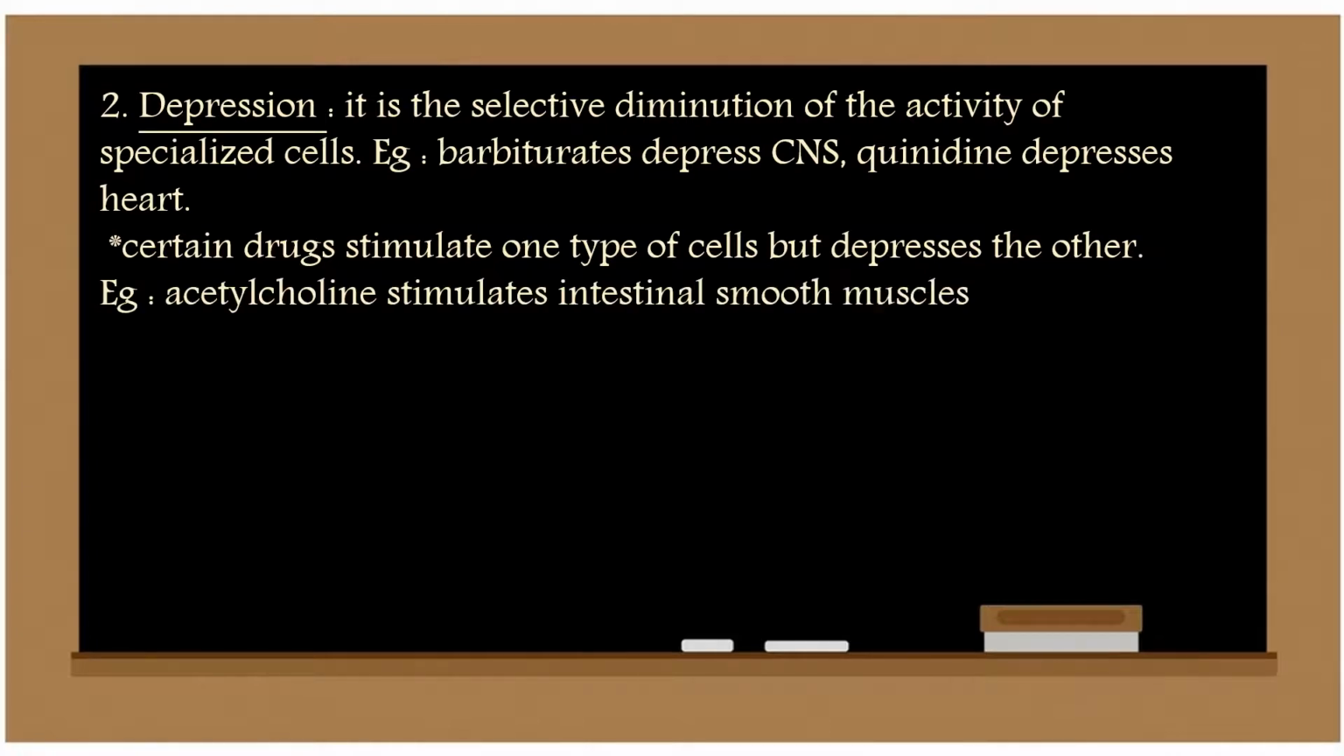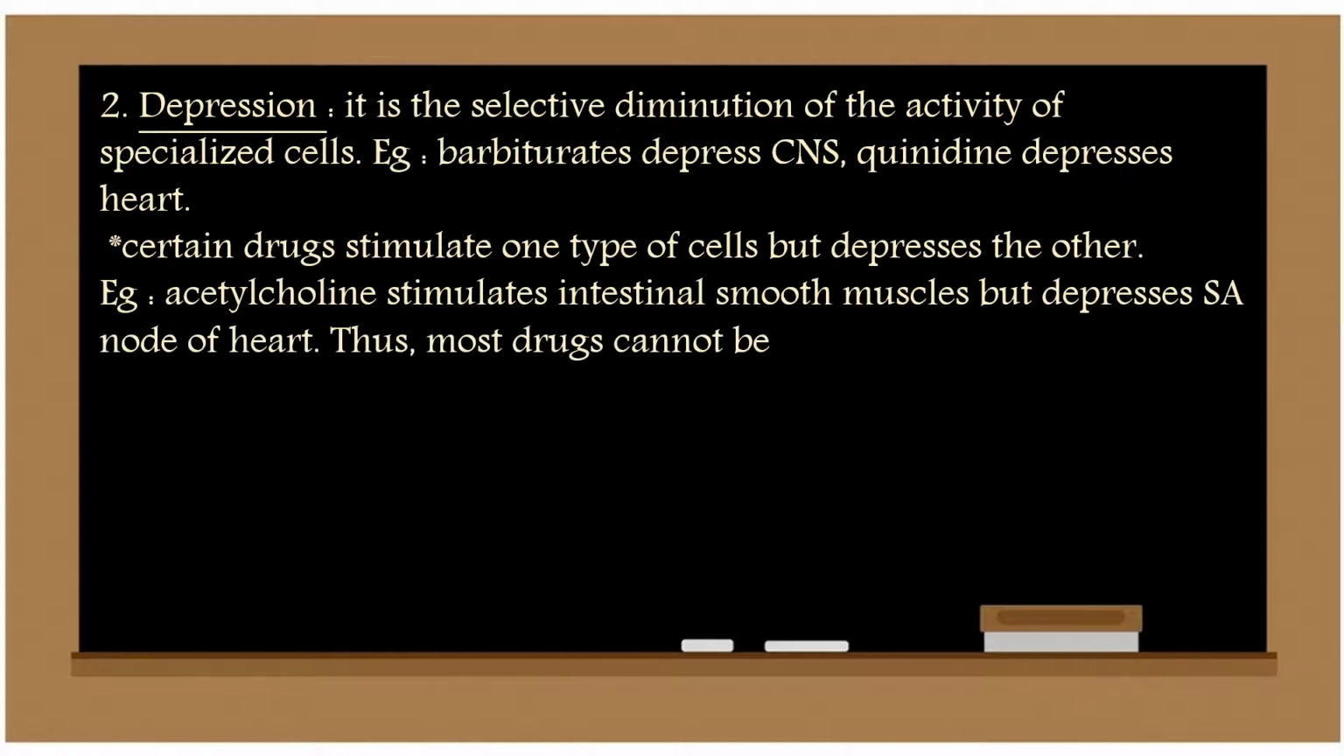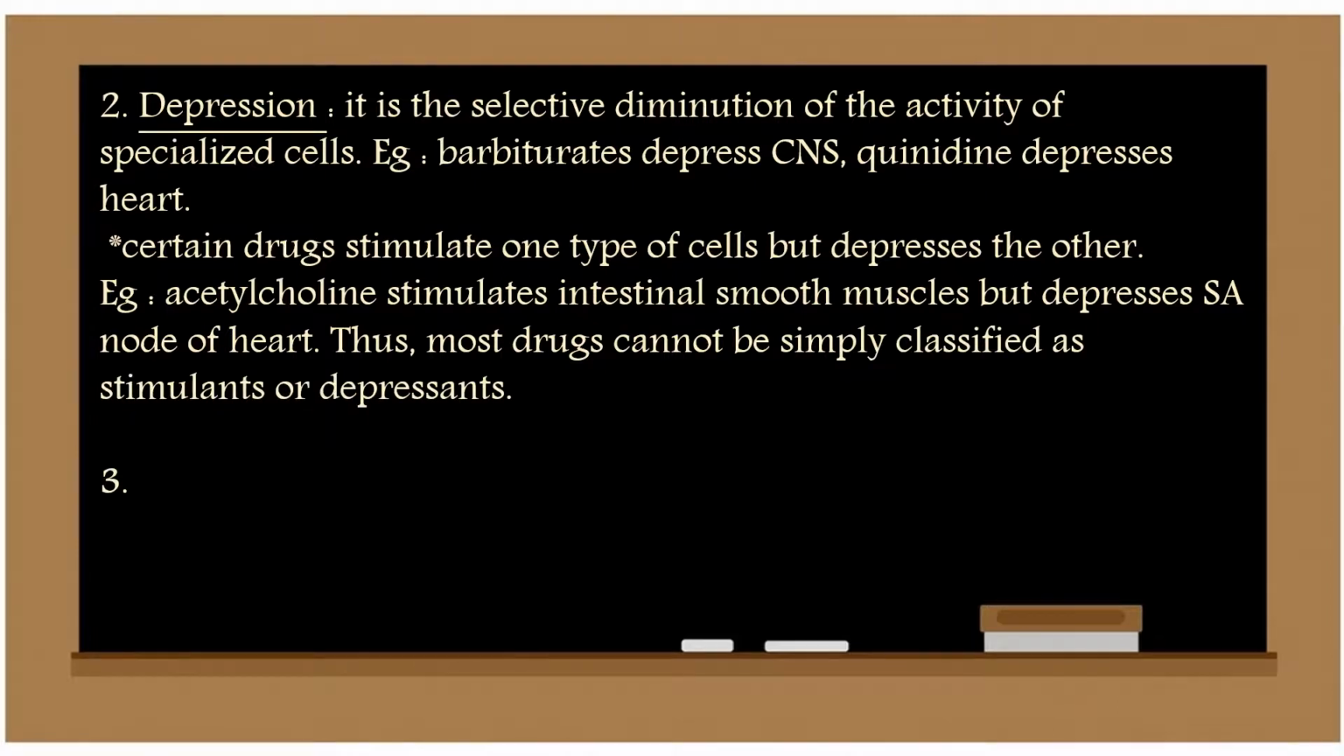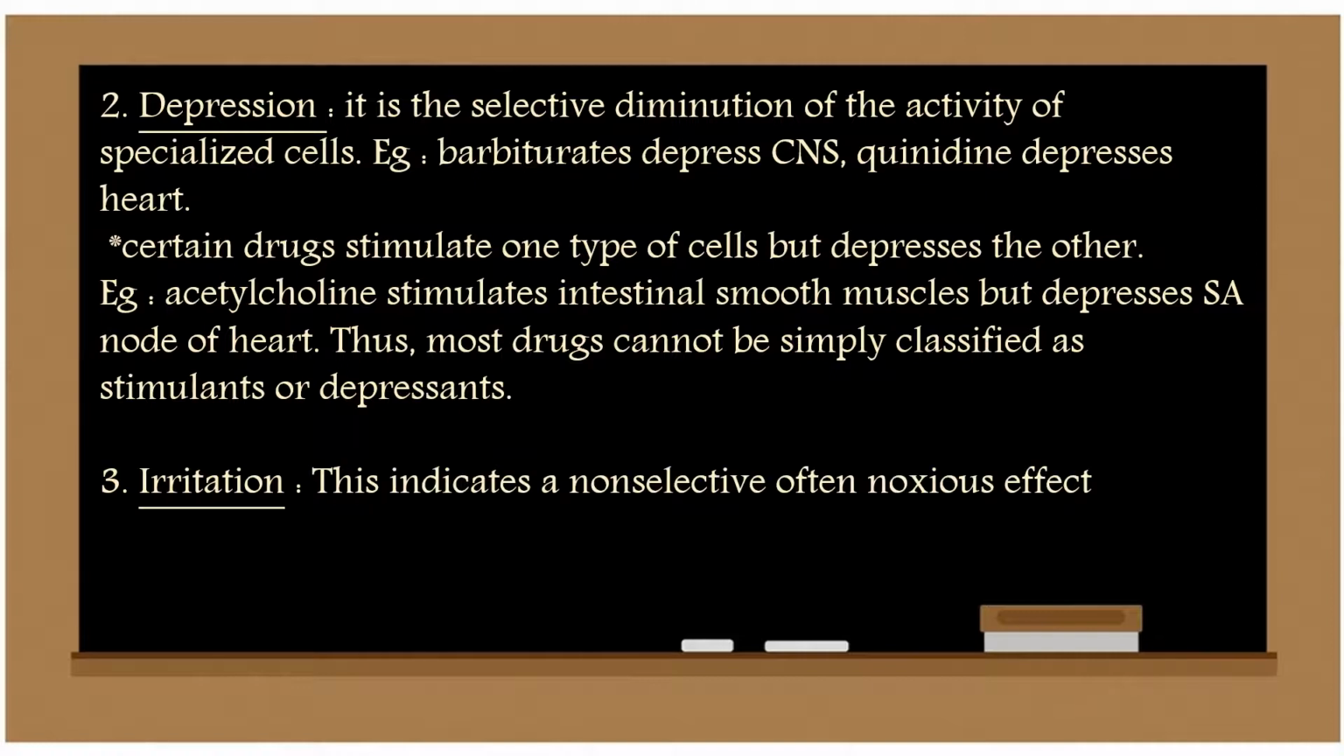Certain drugs stimulate one type of cells but depress the other. For example, acetylcholine stimulates intestinal smooth muscles but depresses the SA node of the heart. So it's not possible to simply classify drugs as stimulants or depressants.